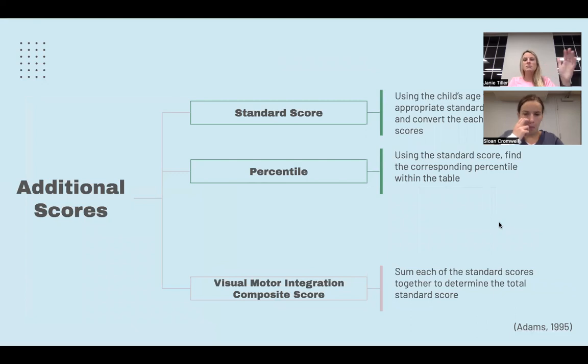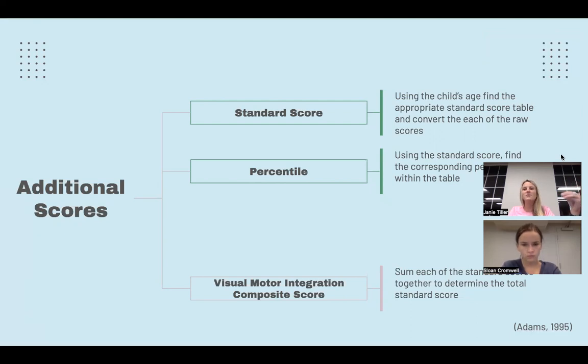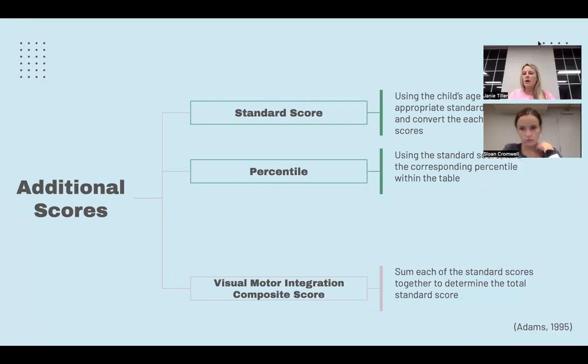All right, so these are some different scores that you'll be able to derive from the raw score. So the standard score, you're going to use the child's age to find the appropriate standard score in a table. So that'll be easy to find. Just look at the raw score in their age group, go over, and it'll have the standard score as well as the percentage right next to it. So that will give you an idea of how the child is performing when compared to same age related peers.